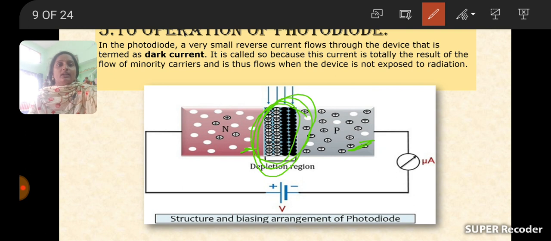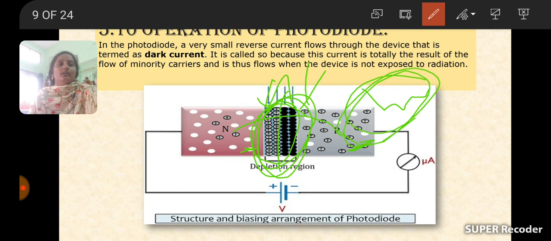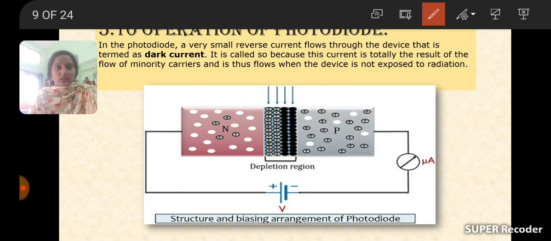So these minority charge carriers cross the junction in the absence of light. Due to these minority charge carriers, the current we are getting is called what? Dark current. So in the photodiode, a very small current flows through the device. That is due to what? Minority charge carriers, holes in N and electrons in P.